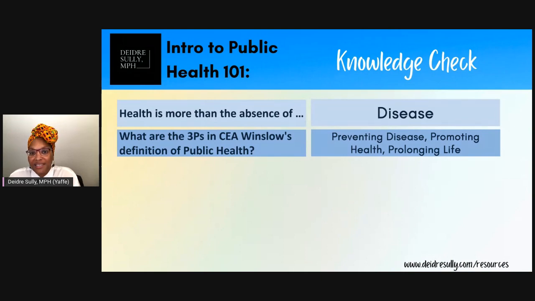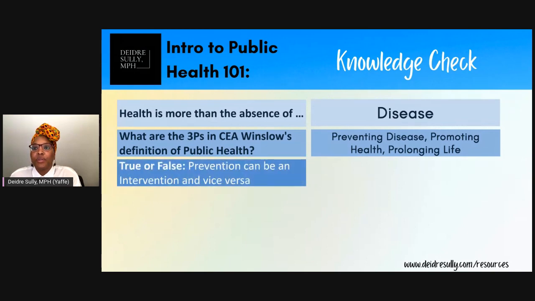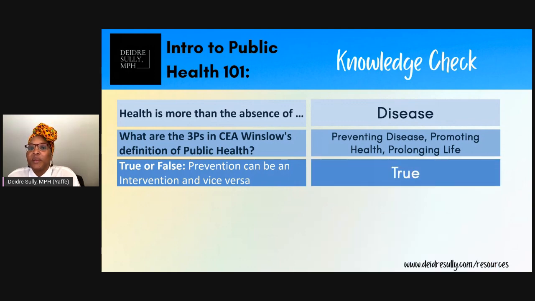So make sure you're writing this down. And all of the notes from this PowerPoint slide will actually be available on my website, so you can see them written down there with all of the sources. True or false? Prevention can be an intervention and vice versa. So this is a trick question because we didn't necessarily go specifically over this topic, but if you were listening, you would have realized the answer. So the answer is true. Because prevention is stopping something, the intervention definitely can be to cease an activity.